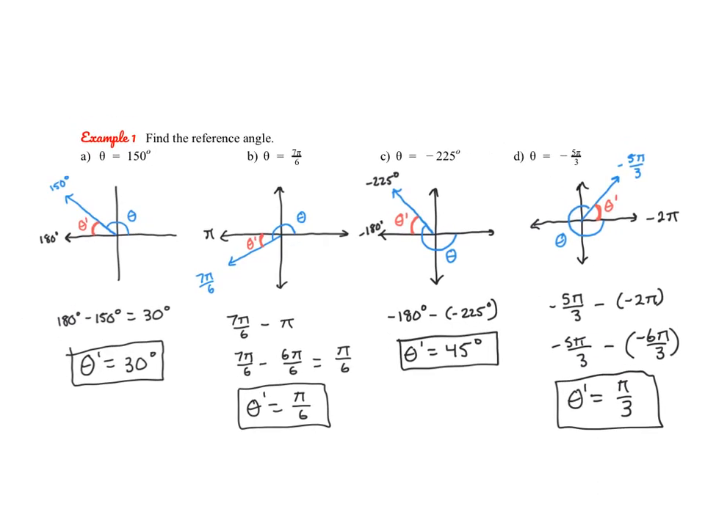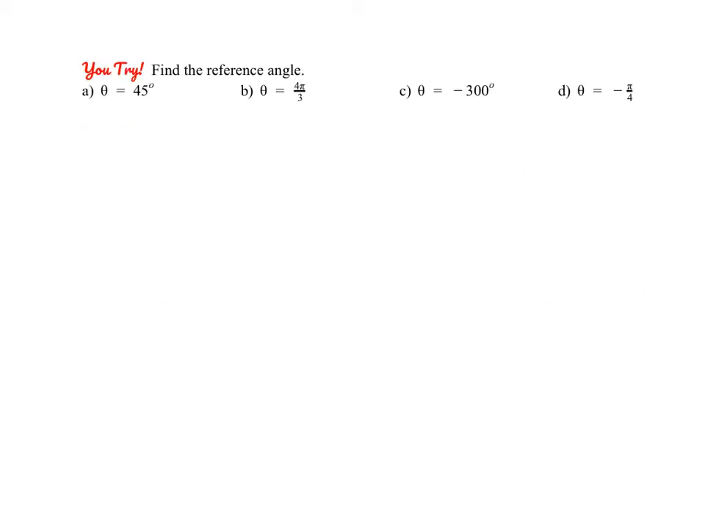So this is how we find the reference angle. And again, we're going to be using the reference angle heavily this lesson and the rest of our trig unit. So please make sure you really understand how to find that reference angle, whether it's in degrees or radians, and whether it's positive or negative. Okay, go ahead and pause the video and see if you can give these 4 a try, and we will check your answers in just a few moments.